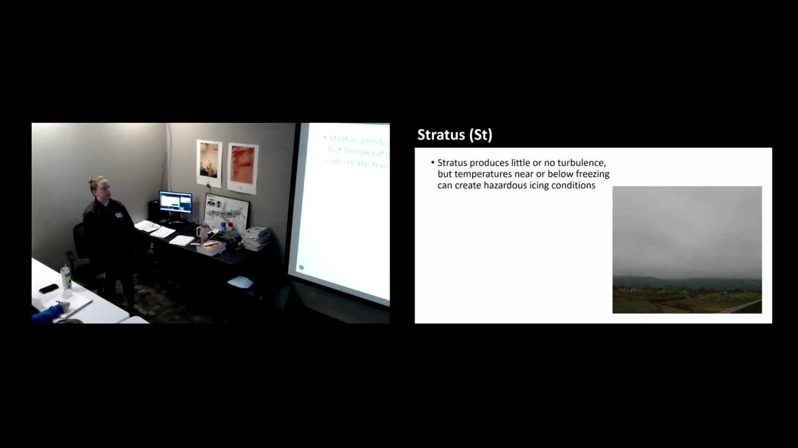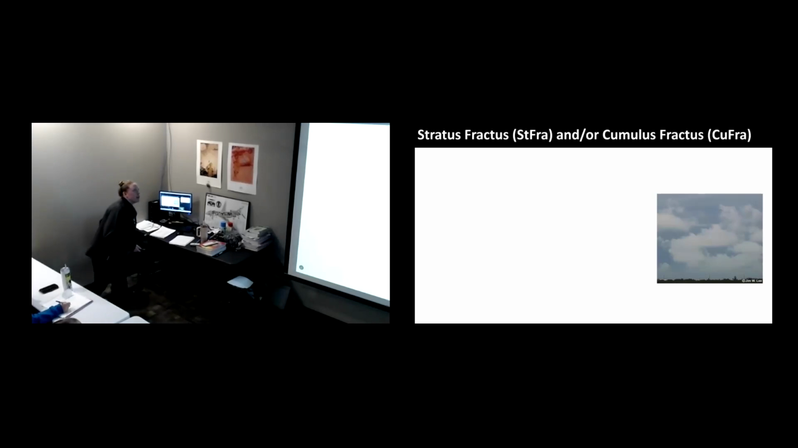Stratus produce little to no turbulence, but if temperatures are near or below freezing, can create icing. If temperatures are near or below freezing in the clouds, you might get icing because it's water. As it hits your metal or fabric wing, it's going to turn into water on the wing, and it's going to freeze. It's going to turn into ice. And guess what? We have icing, which we'll talk about here in a second.